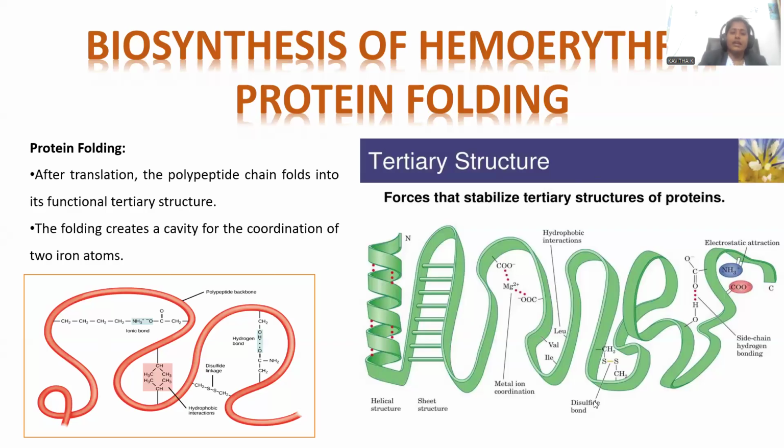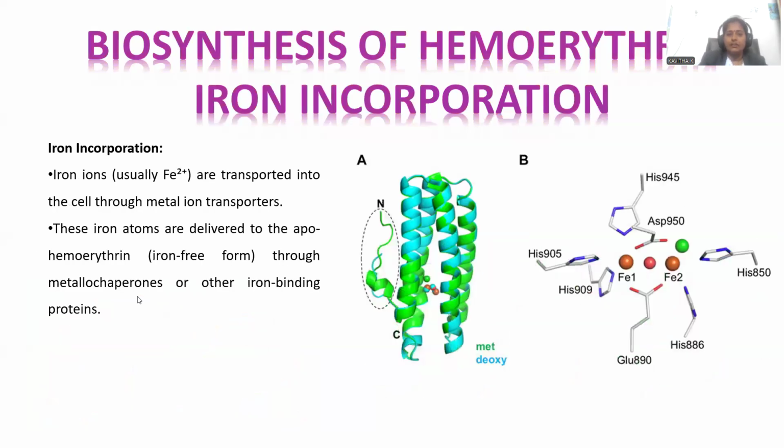So there are certain cavities, certain hollow spaces, suitable to accommodate the iron metal in between. That is the reason why a completely folded or twisted molecule is generated, composed of the polypeptide protein chain. In between, there are certain holes, certain cavities which are meant to accommodate the metallic iron. This is the way protein folding is accomplished. Later, iron incorporation is a very important step.